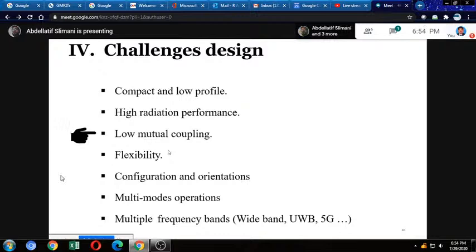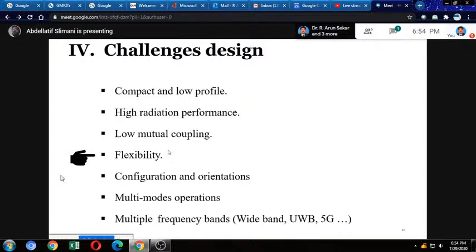The third case, I talk about low mutual coupling. Okay, so I talk about mutual coupling. So we have three popular methods used to decrease the mutual coupling between radiating elements. We have OBG structures, we have split ring resonator, okay, and we have the defected ground structure, DGS structures.